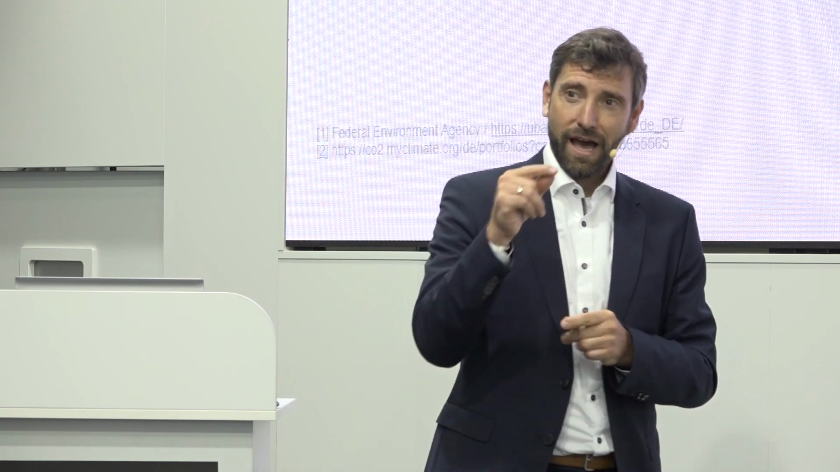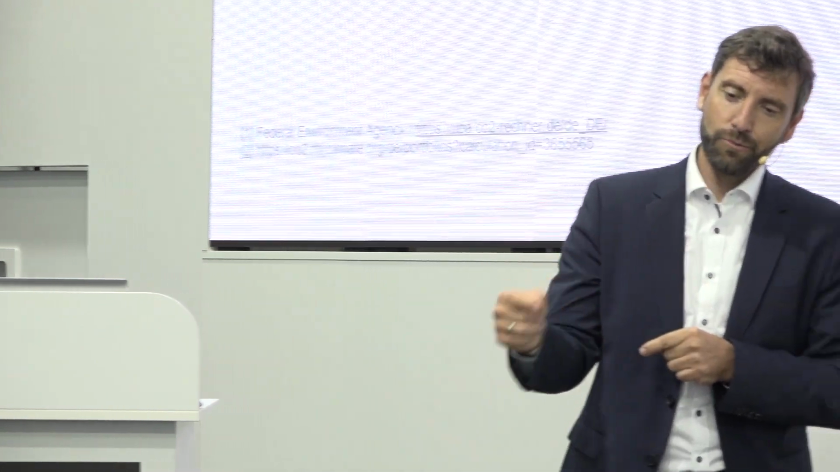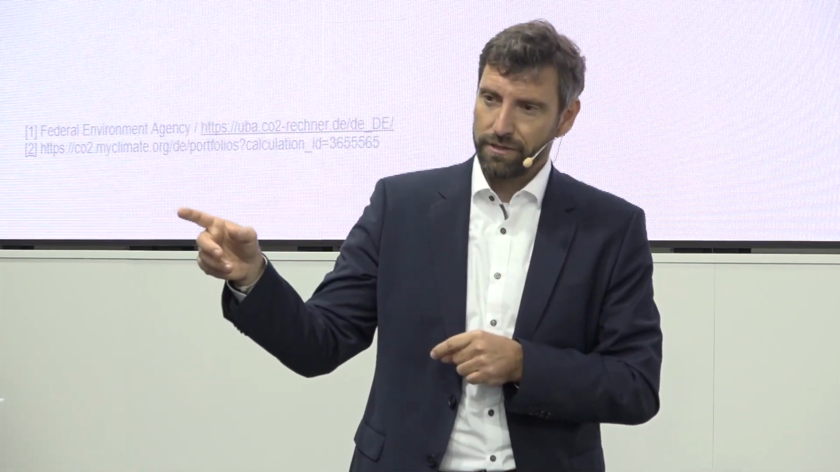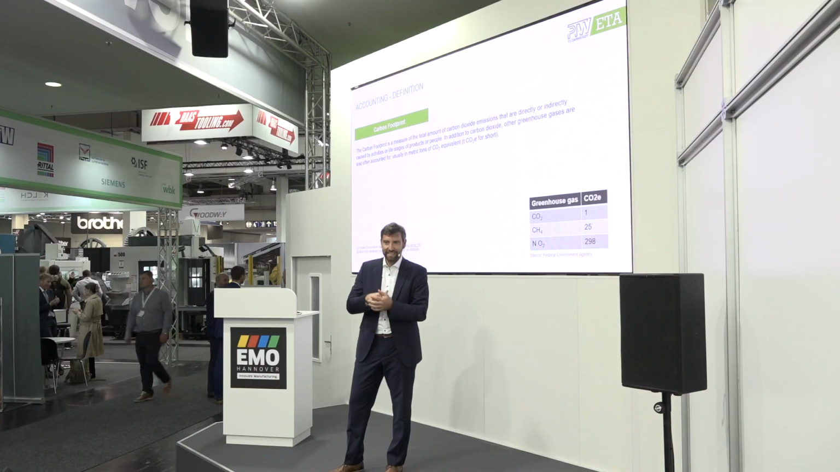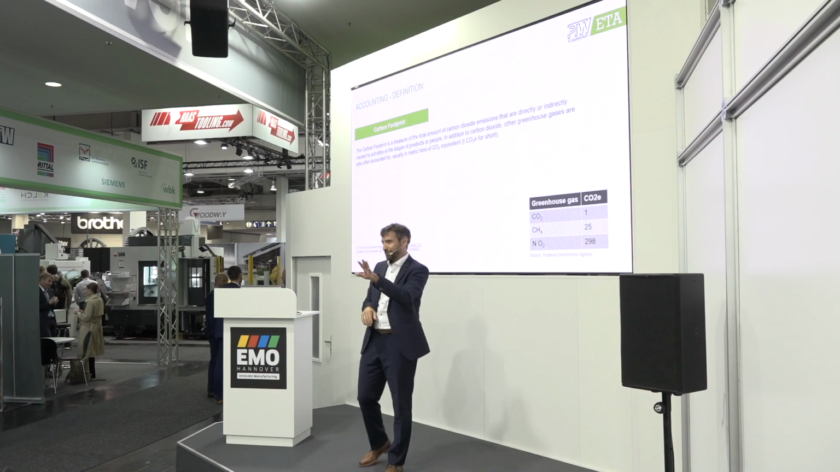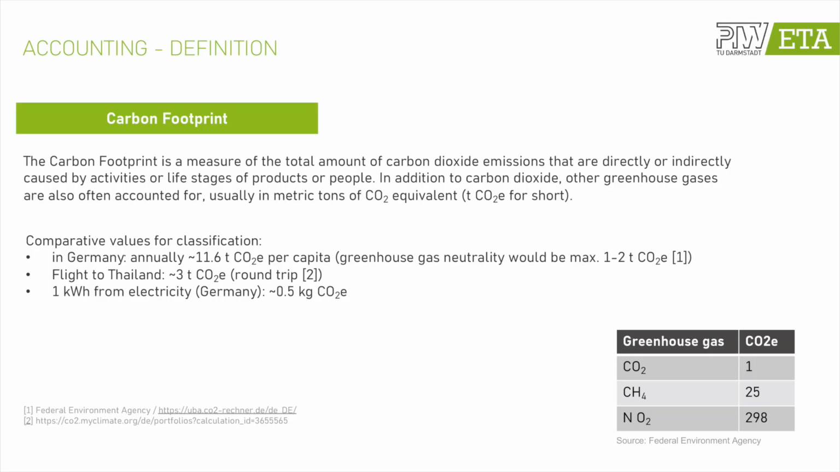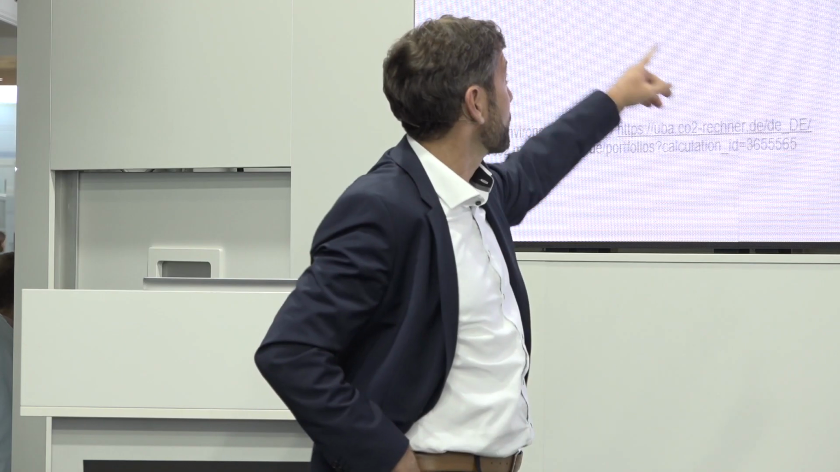Other questions. How many tons of CO2 equivalents do we pollute flying from Frankfurt to Asia, for instance, to Thailand? How many tons? Five is good. So in Germany, each person is responsible on average for around 12 tons of CO2 equivalents, and a round trip to Asia roughly pollutes 3 tons.